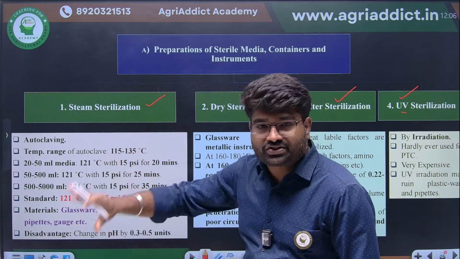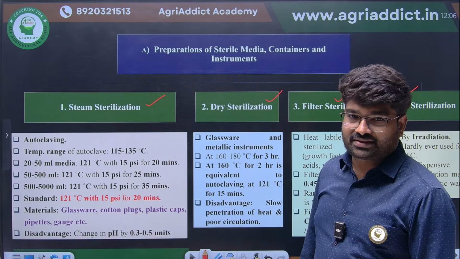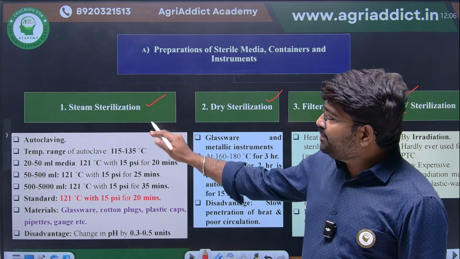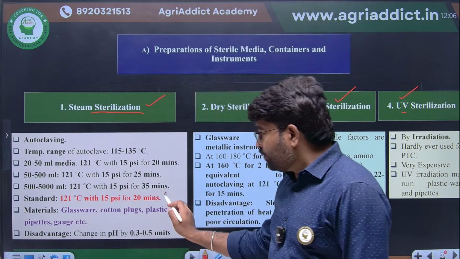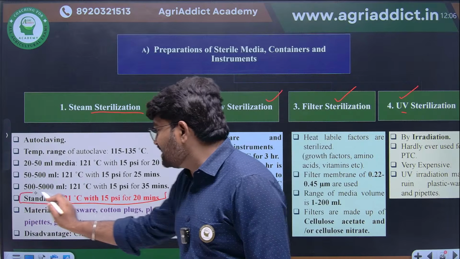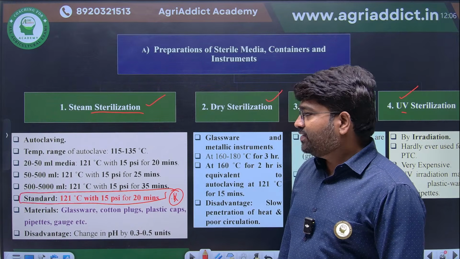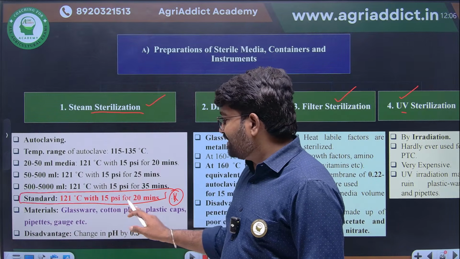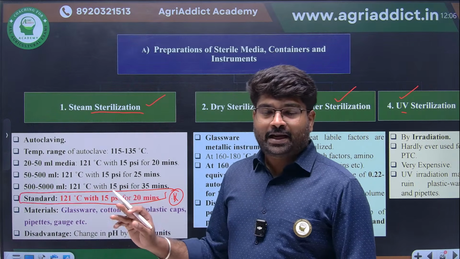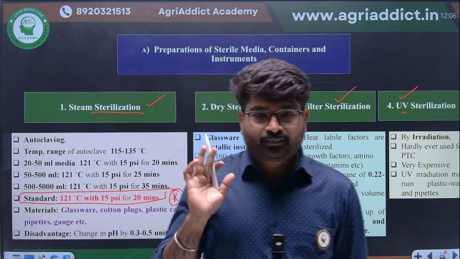Here, the question they asked is: steam sterilization will be used for what purpose? Media will be sterilized by steam sterilization. We will use an autoclave. What is the temperature and pressure we are using in the autoclave? This is another important objective. We will use 121 degrees Celsius at 15 psi for 20 minutes. This is the temperature, pressure and time used for steam sterilization in an autoclave.